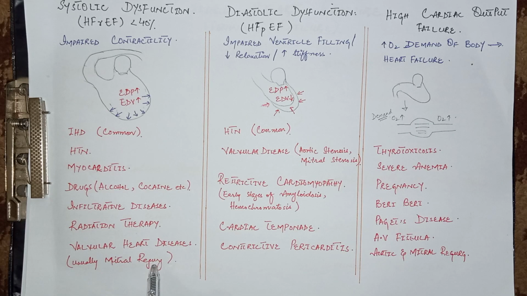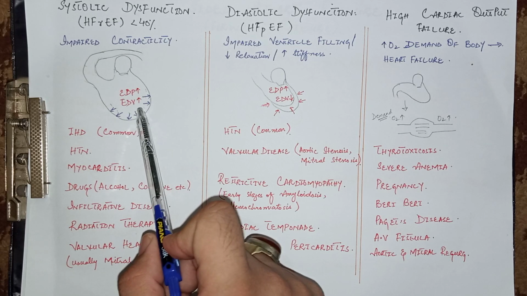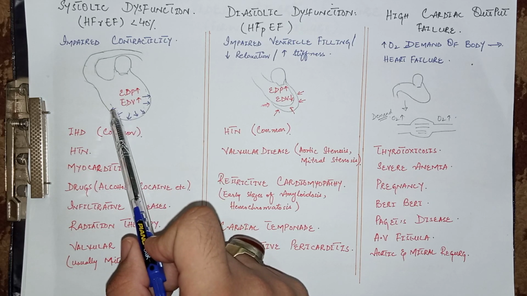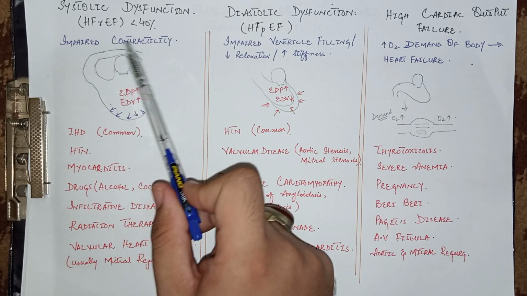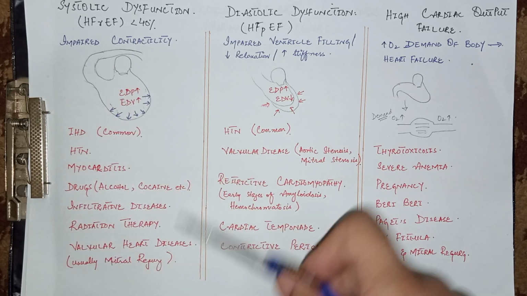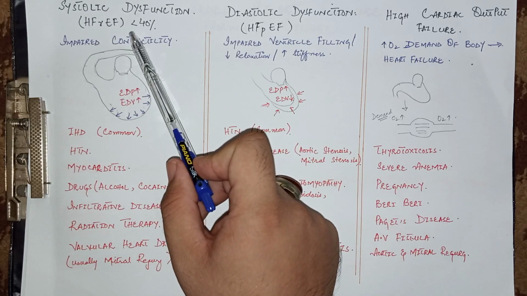Due to mitral regurgitation, there is an overfilling of the left ventricle, and increased end diastolic volume causes the weakening of myocardium, due to which there is a systolic dysfunction. So these are the causes of systolic dysfunction, or also called heart failure with reduced ejection fraction.